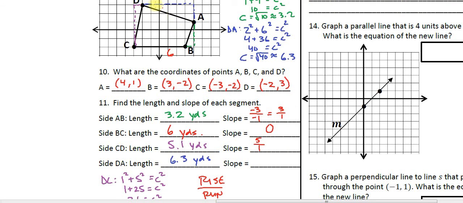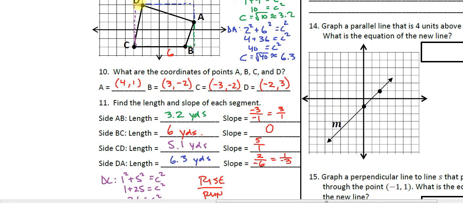And then the last one, DA. Now you can start from D or start from A. It makes no difference. I'm going to start at A. We go up 2, so positive 2, because we have an actual rise, not a fall. But then we have to go left, which is negative on the x-axis. 1, 2, 3, 4, 5, 6. Left 6, so negative 6. And this can be reduced, class. 2 divided by 2 is 1, and 6 divided by 2 is 3, and don't forget it still remains negative. So that slope is negative 1/3.